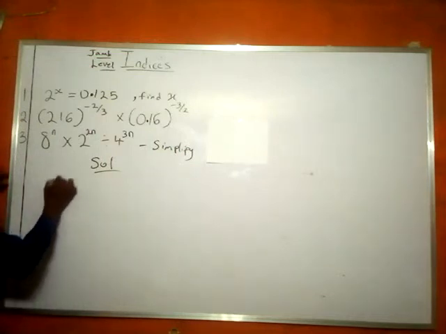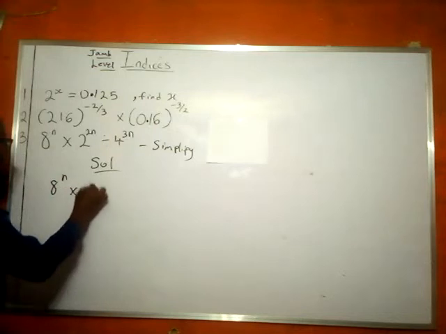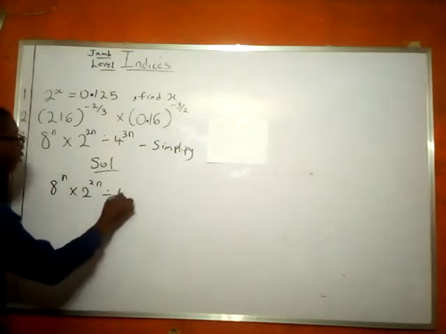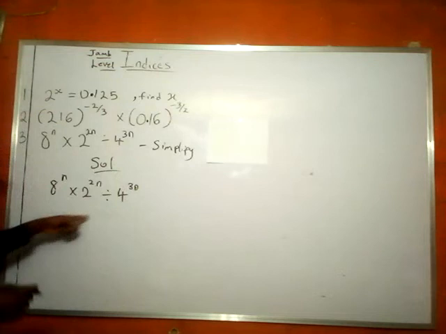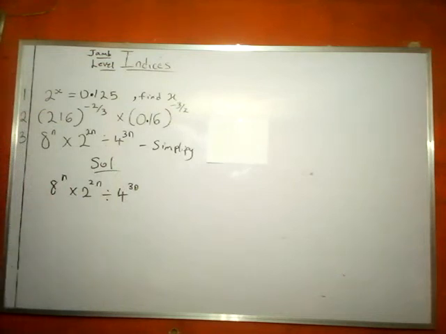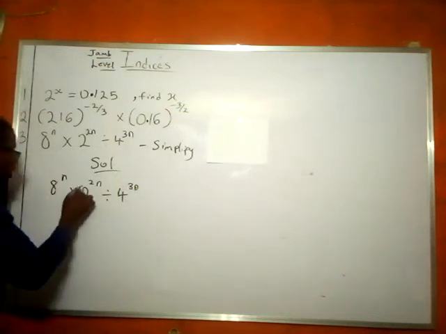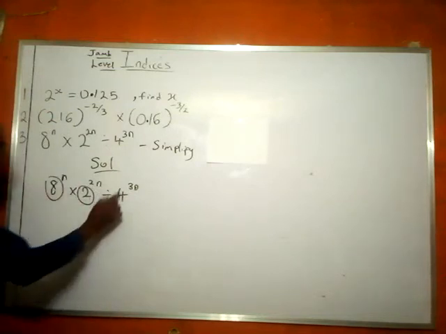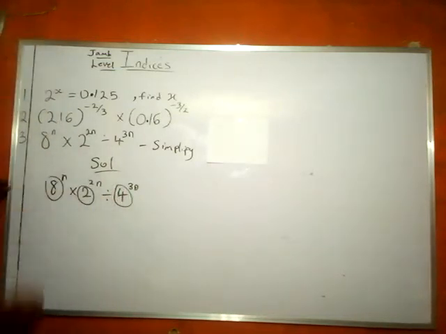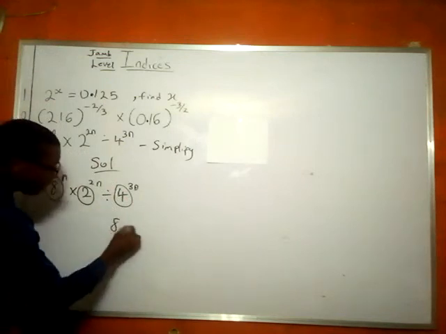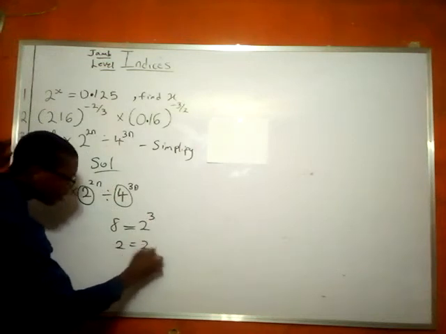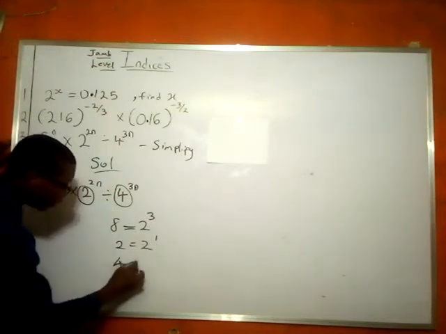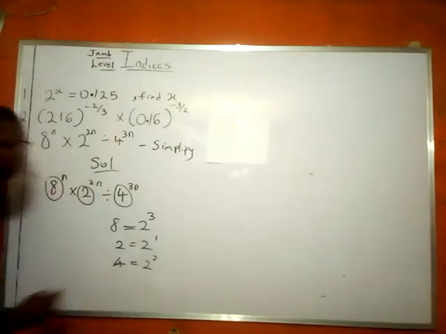So we have 8 raised to power n multiplied by 2 raised to power 2n divided by 4 raised to power 3n. Our first step is to look for what we can use as a base. And the best number to use will be 2, because we can reduce other terms to get 2 raised to power something. That is, 8 will give us 2 raised to power 3. 2 will be equal to 2 raised to power 1. And 4 will be equal to 2 raised to power 2.